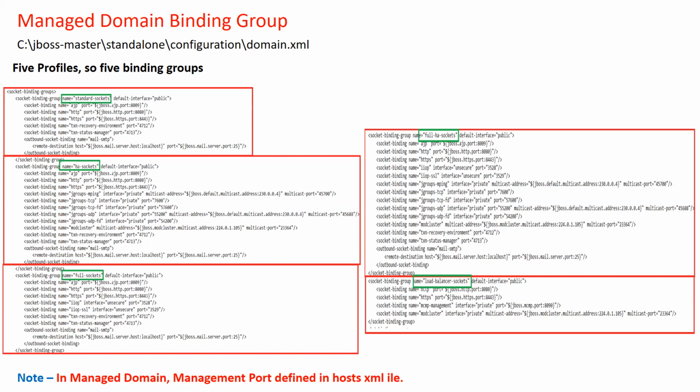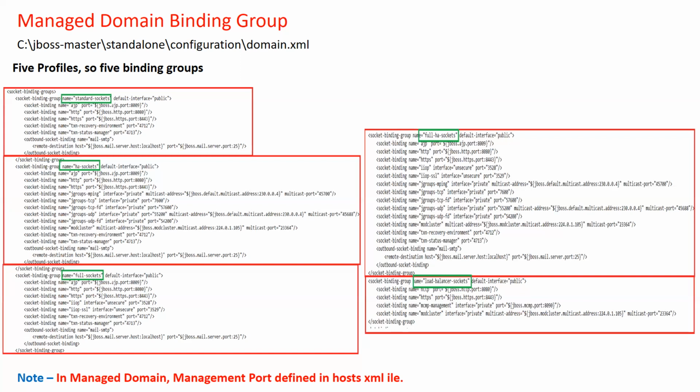So we have 5 different profiles in domain mode, which means we have 5 corresponding socket groups as well. Whatever profile we are using, the corresponding configurations will be reflected from that particular socket group. For example, if we are using the full-ha profile, you have to enable the configurations in the full-ha-sockets. Anytime you change any port according to your requirement, make sure you change the port inside the corresponding socket group according to the profile you are using.